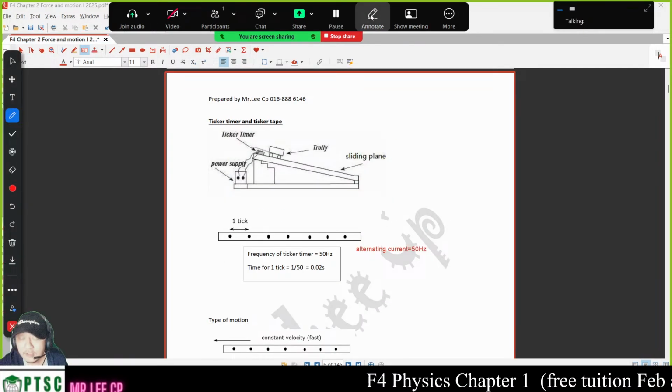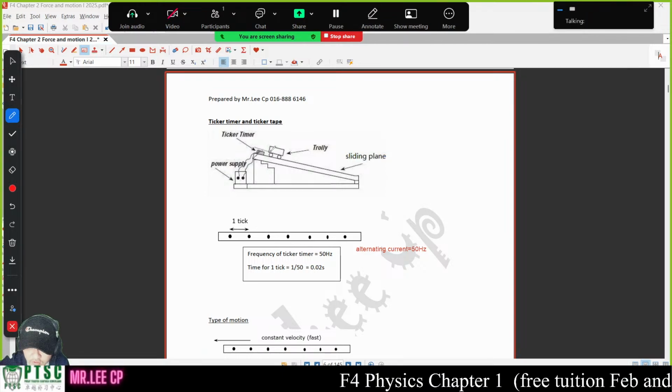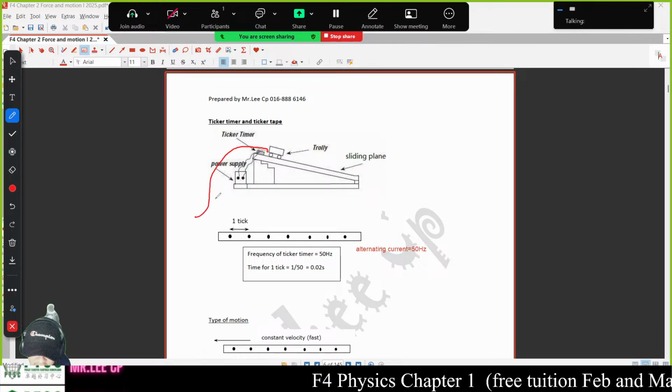Now, this is the trolley. So this trolley, the piece of ticker tape, it is here. Alright.